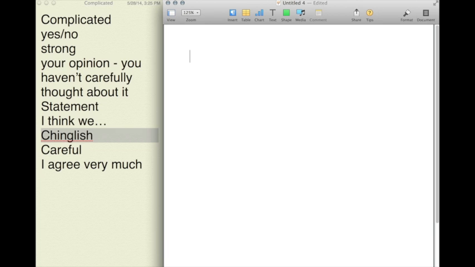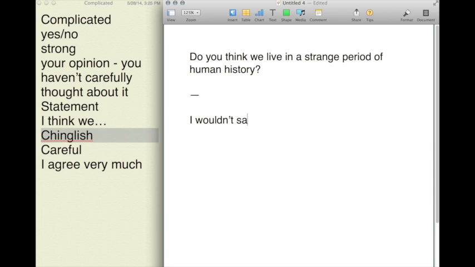Let's go back to my original question. Do you think we live in a strange period of human history? Well, if we want to disagree with this, how can we do that? Sometimes we don't want to completely disagree. We just kind of disagree. I wouldn't say strange, but it's certainly different than any other period.